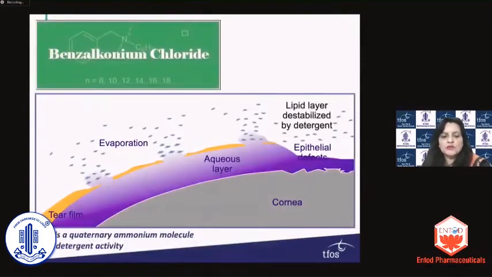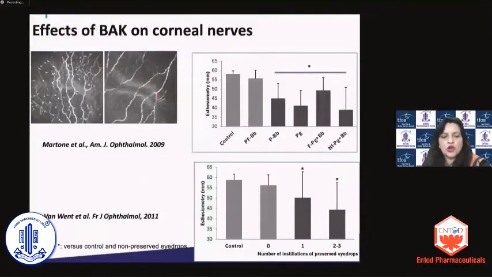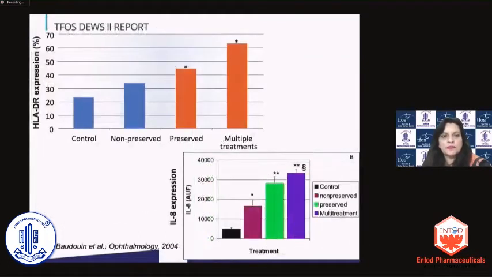Benzalkonium is a quaternary ammonium molecule with detergent activity, and if you see the various molecular studies also, you can see that it causes apoptosis, and it causes changes at the molecular level. Then on the ConfoScan pictures also, when studies were done comparing with and without preservatives, the ConfoScan pictures were significantly better in those cases where preservative-free medications were used, as opposed to where preservatives were used. This is again to show the same thing, that the inflammatory markers are much higher where multiple treatments have been given, as opposed to the ones where non-preserved drops have been used.